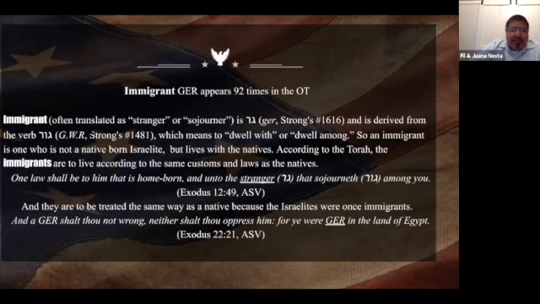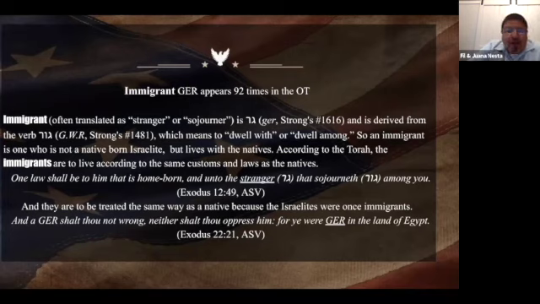So the immigrant is confusing, and most people miss it because immigrant, foreigner, and sojourner are all mixed up. But if we look a little deeper in the Hebrew words, immigrant is actually the word ger, and it is derived from the verb gur, which means to dwell with or to dwell among. So an immigrant is one who is not a native-born Israelite, but lives with the natives.